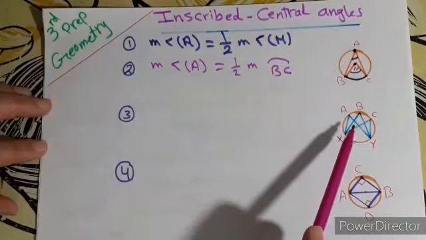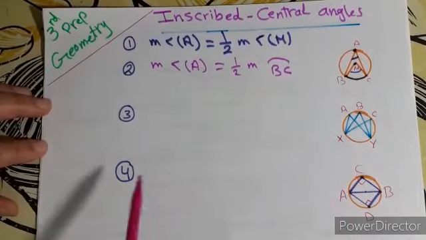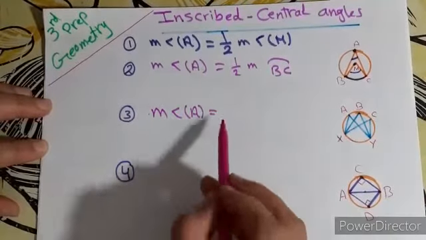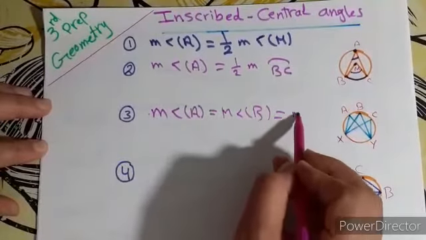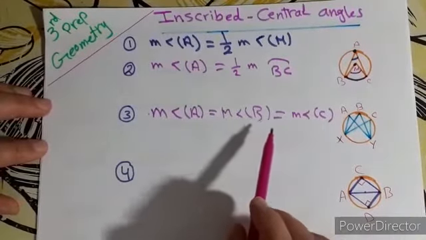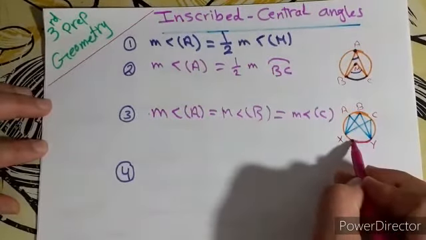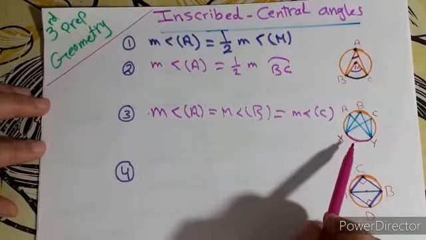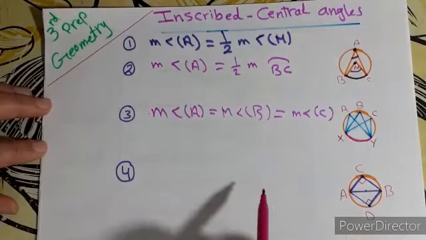Now we have the relation between all inscribed angles subtended to the same arc. We can say the measure of angle A equals the measure of angle B equals the measure of angle C. Why? Because they are inscribed angles subtended to the same arc XY. All inscribed angles subtended to the same arc in the same circle or congruent circles are equal in measure.